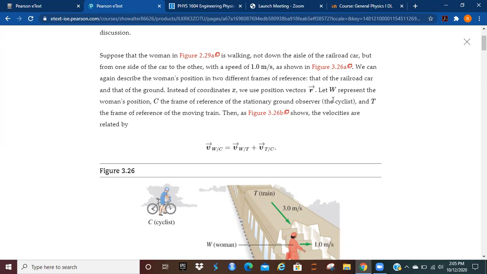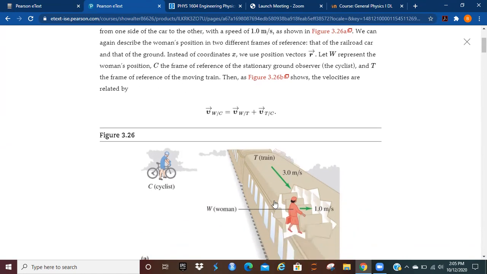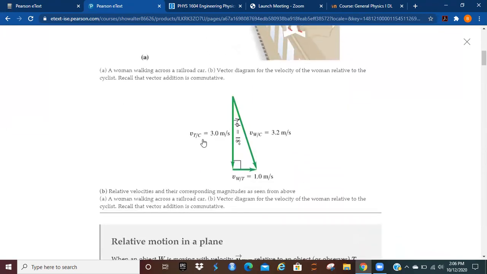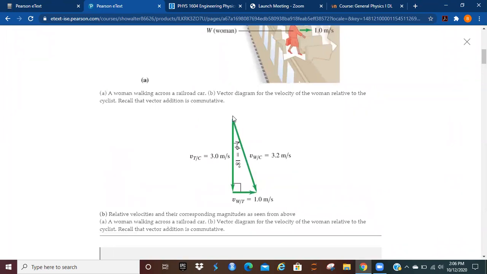The frame of reference of the stationary ground observer, A, and T is going to be the frame of reference of the moving train. As this figure shows, the velocities are going to be related, as the velocity of the woman with respect to the cyclist is going to be the same as the velocity of the woman with respect to the train, and then the train with respect to the cyclist. So you can see here the velocity of the train with respect to the cyclist moving this way. You can see the velocity of the woman with respect to the cyclist this way, and you can see the velocity of the woman with respect to the train this way.